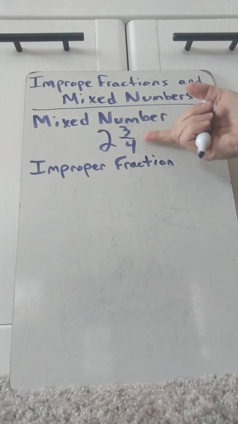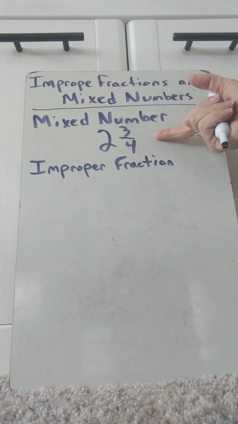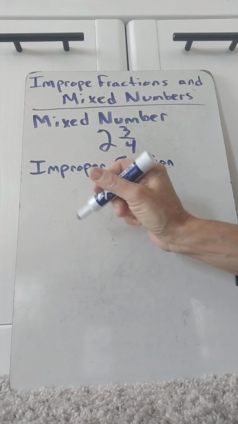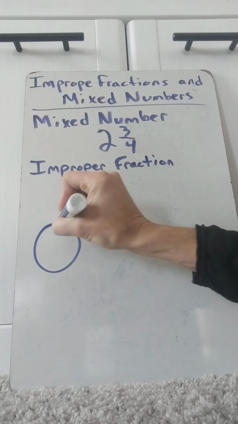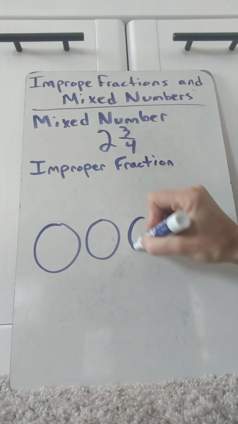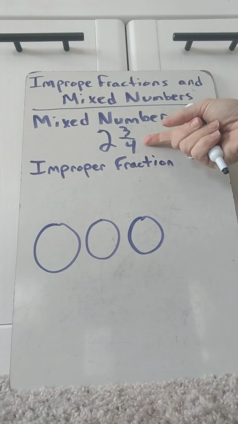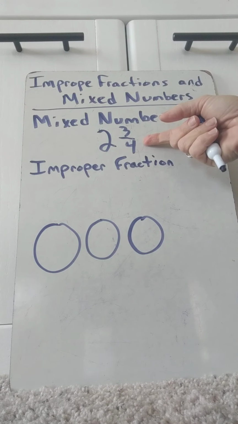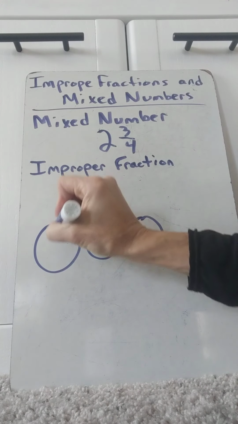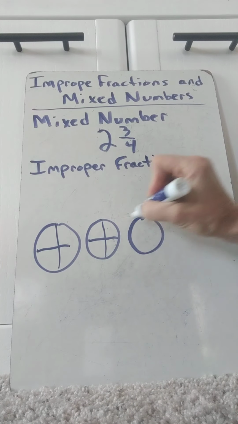So now, how would I draw this? If I had to draw a picture of this, how would I do that? Well, I have to have my two whole circles. I know that, I see that. And then I need one more for this fraction, okay? My bottom number, again, tells me how many equal parts my circle is divided into. How many is that? 4, right. So I'm going to split this into 4 equal parts, okay?